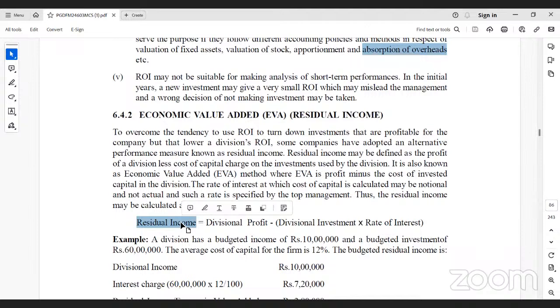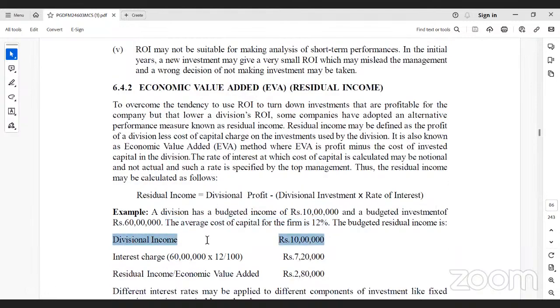Whatever capital the firm procures is not free of cost. The firm has to procure it from various sources. The firm can issue equity shares, preference shares, bonds or debentures, or take a bank loan, a long-term loan. So some cost is there, and that cost is also called the cost of capital, the weighted average cost of capital, or average cost of capital, right? So budgeted residual income is derived.